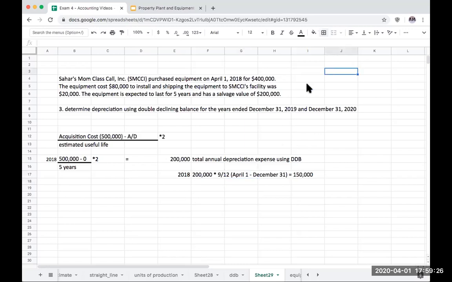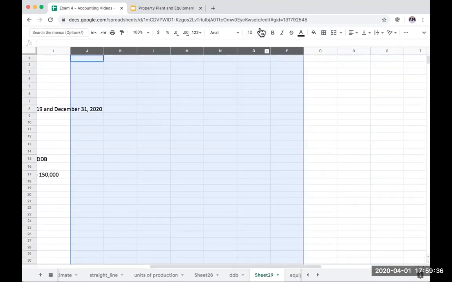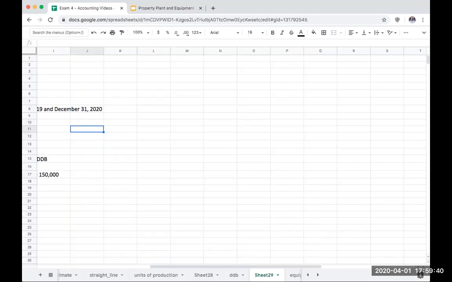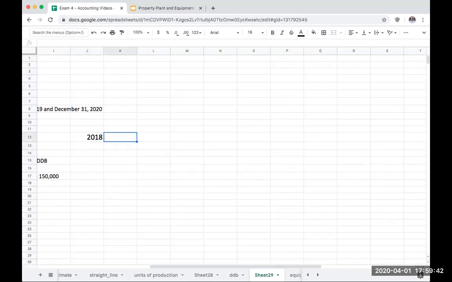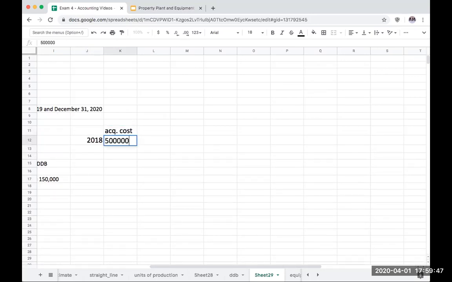So we have to always keep in mind that I can never depreciate beyond salvage value. So we need to make a little chart, and this is the chart that I like to create for these different types of questions. I'm going to start over here with 2018. My acquisition cost is $500,000. My depreciation expense that I'm taking during 2018 is going to be $150,000.